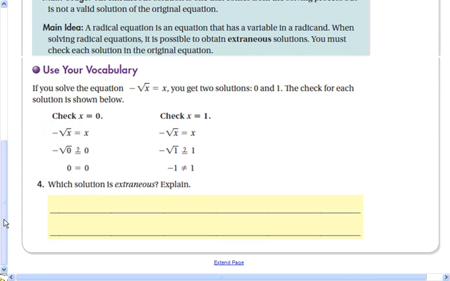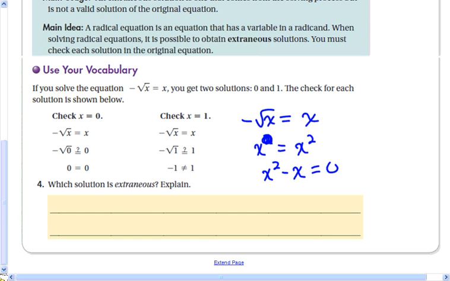So if you solve negative square root of x equals x, and I'll just show the work there. Let's square both sides. If we square the negative square root of x, we get x. And if we square x, we get x squared. And if I subtract x from both sides, I get this. And when I solve that, I get 0 and 1. But when I put 0 into the original equation, it works. When I put 1 into the original equation, it doesn't work. So 1 is an extraneous solution.